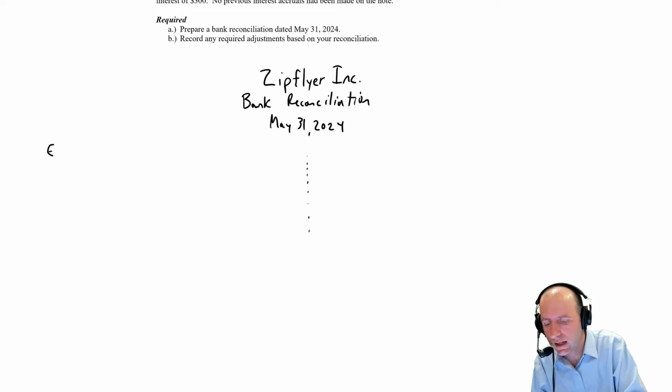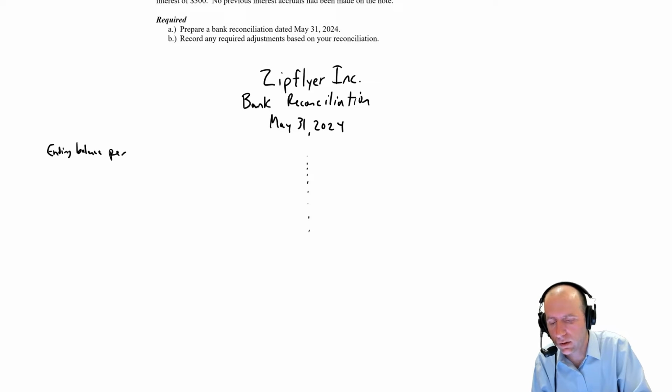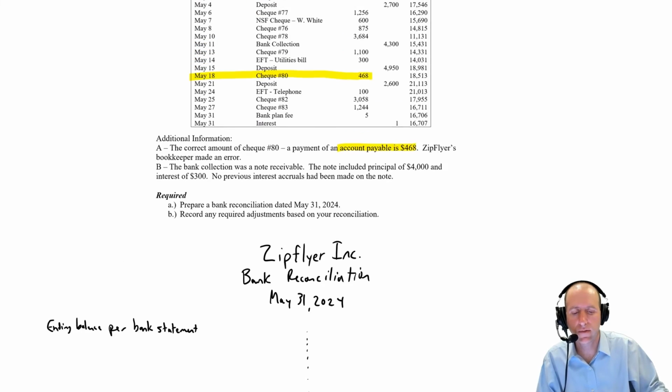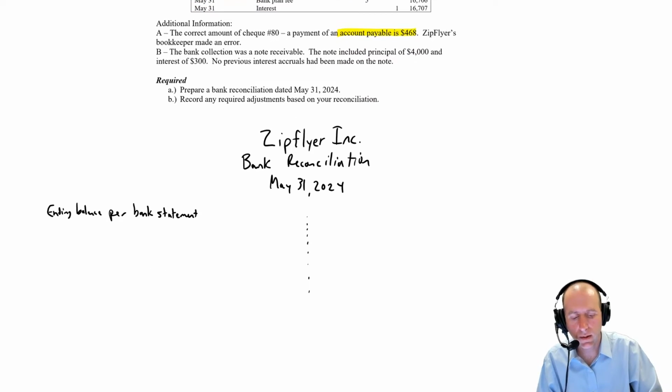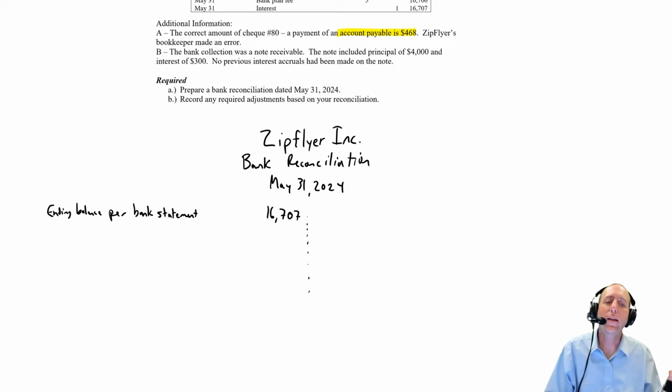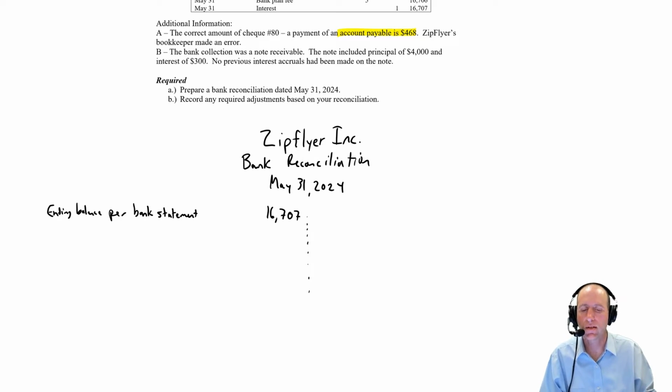So we say ending balance per, and per just means according to, bank statement. So the ending balance, the May 31st balance, according to my bank statement, is right there, 16,707. So that's going to be my starting point for my bank reconciliation, 16,707. Now I've got to say, what did the bank miss?